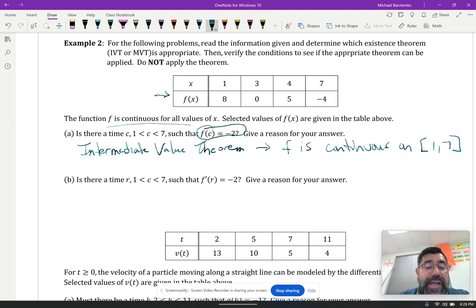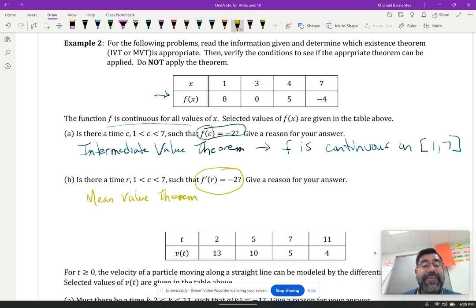When I look at the second part, is there a time between 1 and 7 such that f prime of r is equal to negative 2? Well, this is about the mean value theorem. And I know it's about the mean value theorem because what they're asking me about is not about the function that's given, but about the derivative or the rate of change of the function that's given. And that means we're using the mean value theorem.